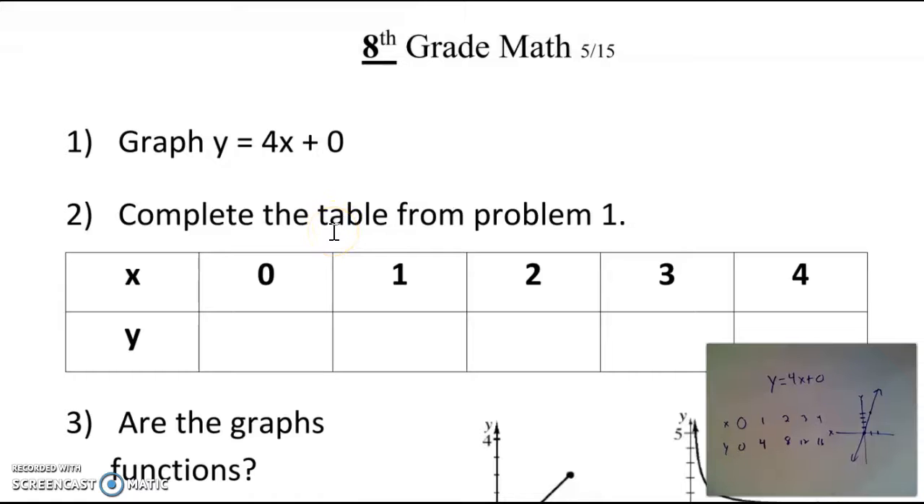And it's proportional because it's, number one, linear, it's a straight line, and number two, the y-intercept is 0. It goes through the point 0, 0 on the graph and also on the table.